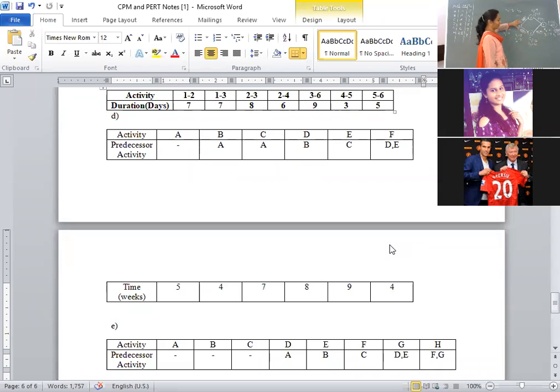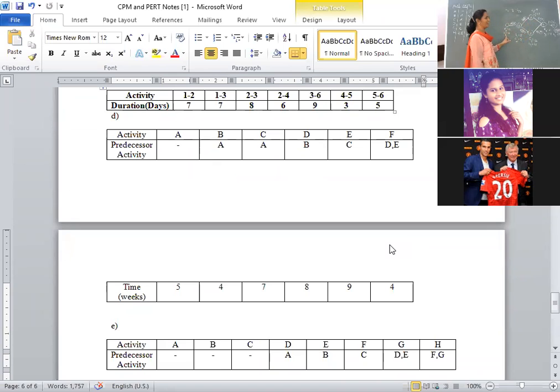Now, coming to node 2, it is coming from 3 as well as from 4. While calculating the backward pass, you have to take the minimum value. The formula says minimum of L3 minus T23, comma, L4 minus T24. Here it is 13 minus 4, comma, 12 minus 7. In this you have to take the minimum. 5 is the minimum. That's why the L2 value will become 5.